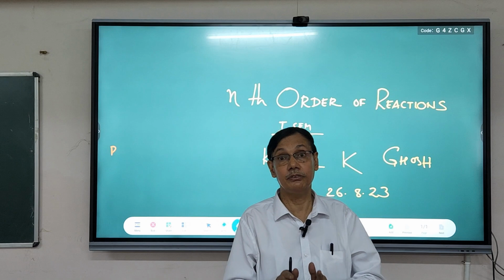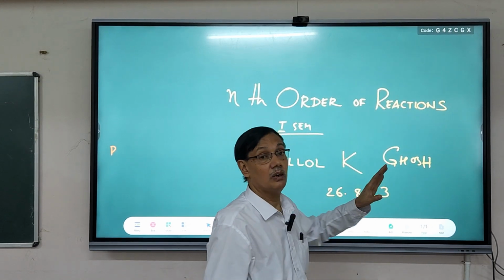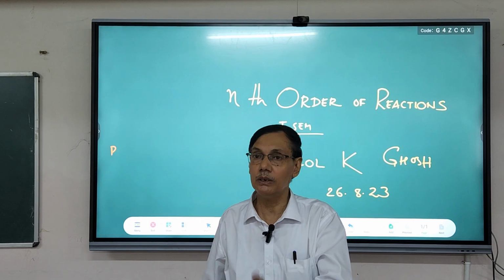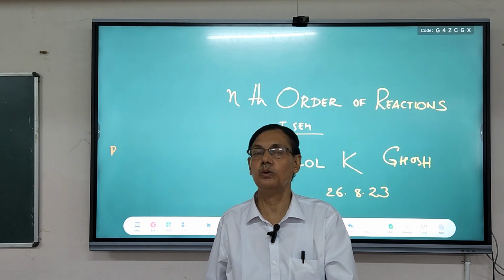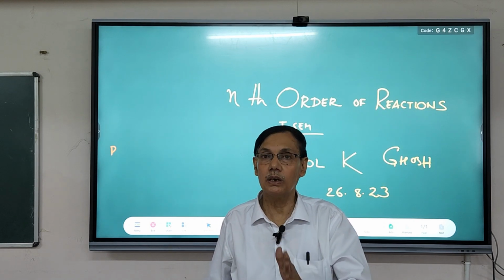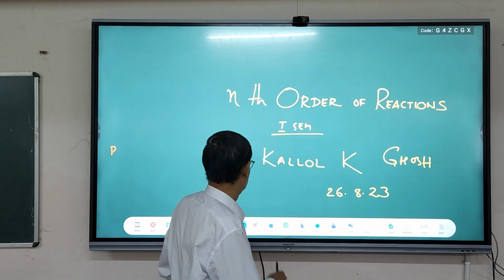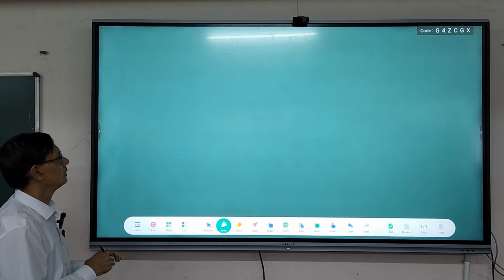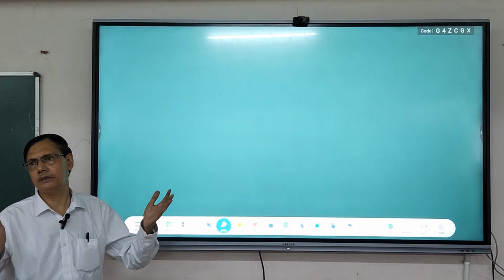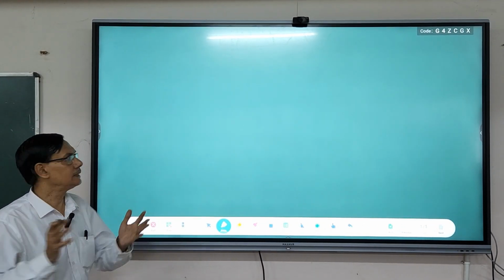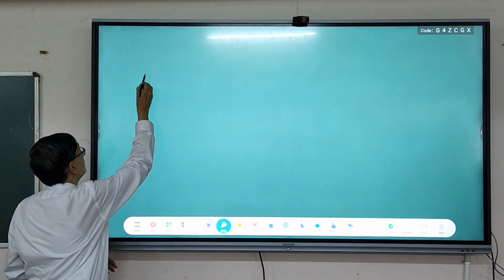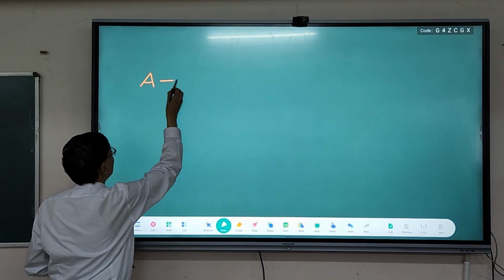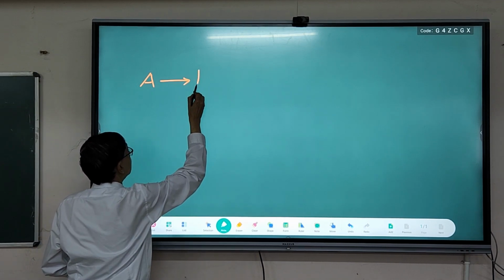So listen carefully, what is the nth order of reaction? N may be 2, N may be 3, N may be 3 by 2, like that. So that is called the nth order of reactions. Now for this, I am again using a very simple system, as A is converted into B.